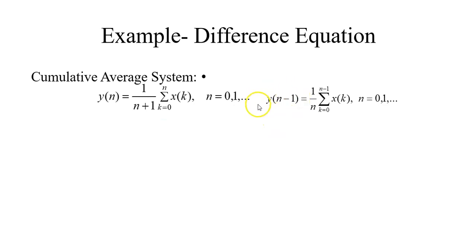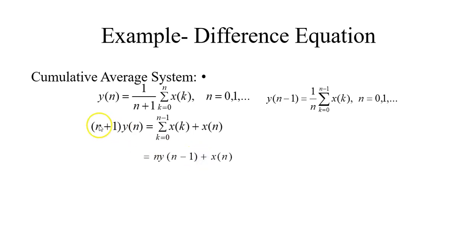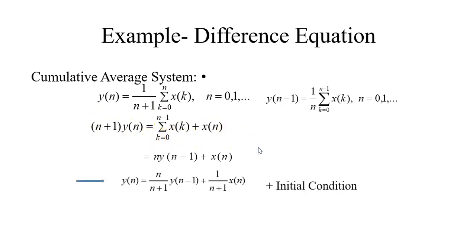Y of n minus 1, shifting, as you see, will give 1 over n, because n minus 1 plus 1 equals n. And this will be the sum from 0 to n minus 1 of x of k, and n equals 0, 1 to n minus 2, based on the number of samples in our difference equation, and so on. N plus 1 times y of n, it is multiplication, and we have finally that y of n equals n over n plus 1, y of n minus 1, plus 1 over n plus 1, x of n, and so on.